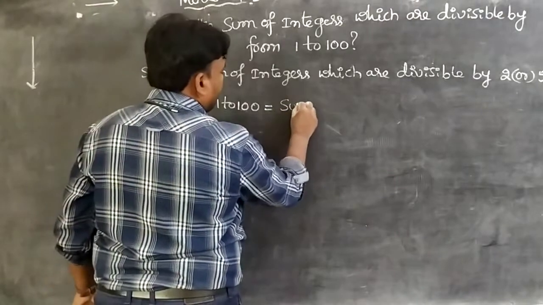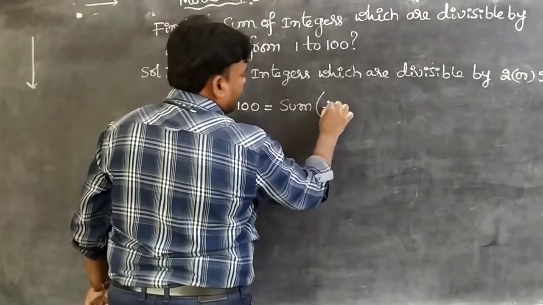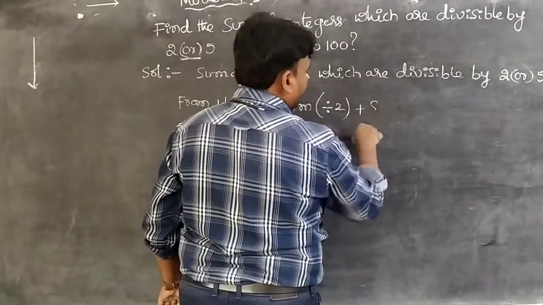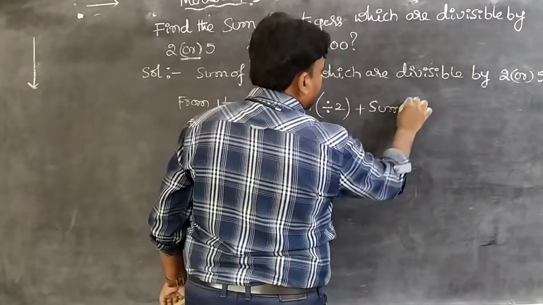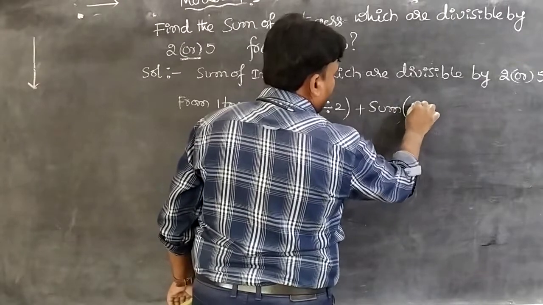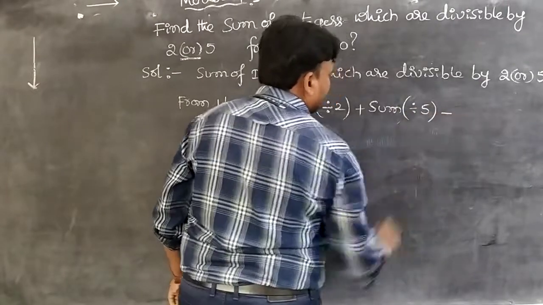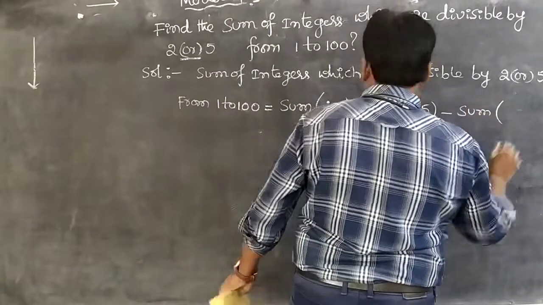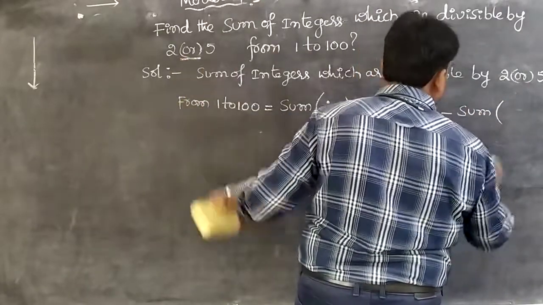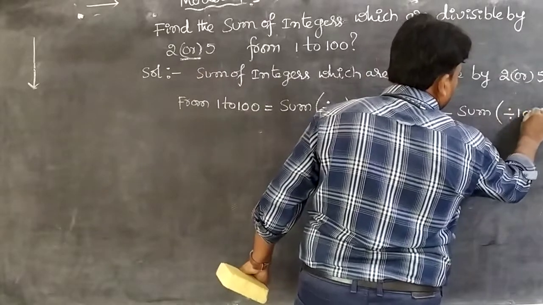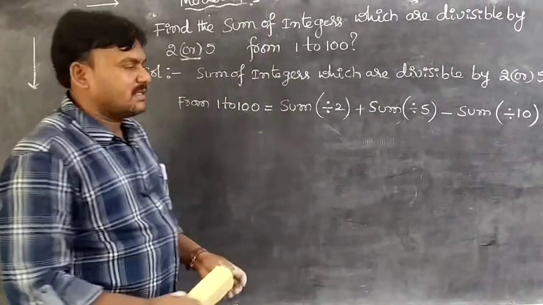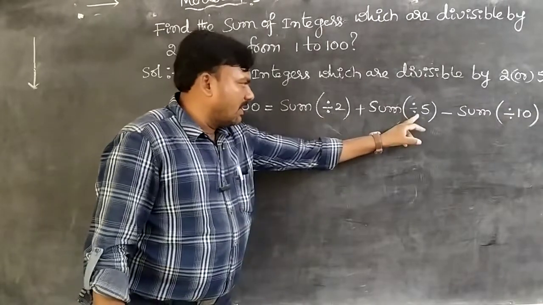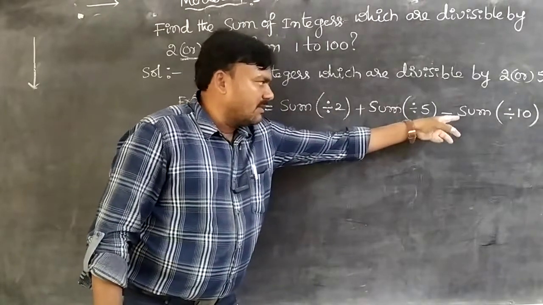Sum of integers which are divisible by 2, plus sum of integers which are divisible by 5, minus sum of integers which are divisible by both, meaning 2 fives are 10, which are divisible by 10. This is the way of approach, students. Sum of integers divisible by 2, divisible by 5, their summation, minus the sum for their LCM.